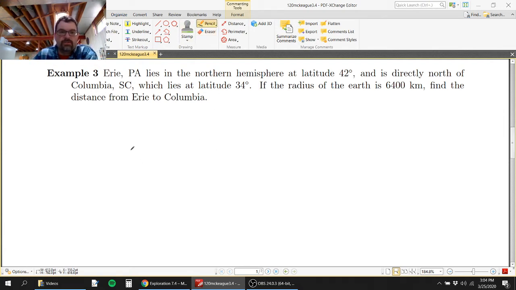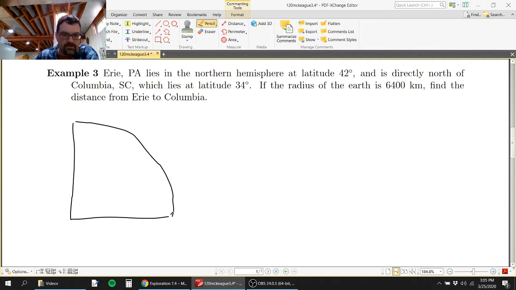Erie, Pennsylvania is directly north of Columbia, South Carolina, and they're at different latitudes. So what I'm going to do is draw a cross-section of the Earth. So here's the center of the Earth. The equator is right here, and the North Pole is right here. So an object's latitude is where it's located on the surface, and then the angle that's made from the equator. So if this is Columbia, then this angle right here is 34 degrees.